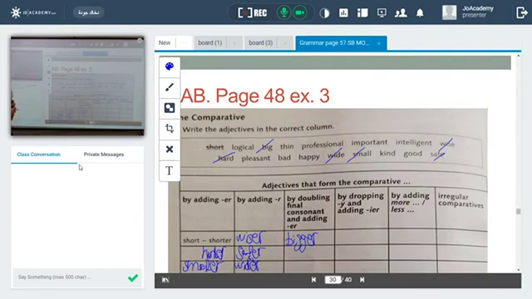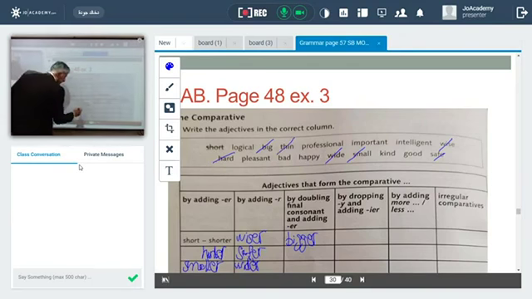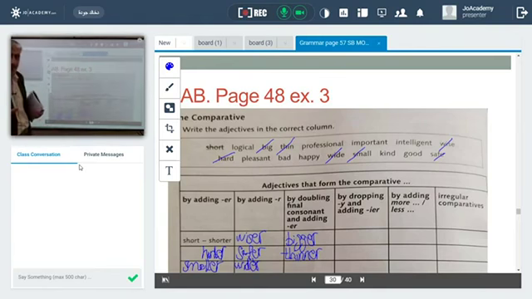Yes, we have the adjective thin. Thin means nahif. It becomes thinner. I'll take it out. Double N, ER. So here we have thinner, أنحف. Khalid is thinner than Ali. He is thinner. Okay.